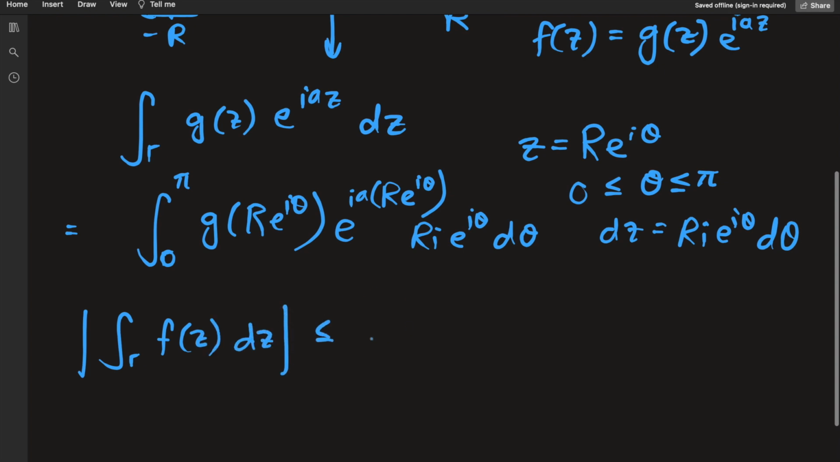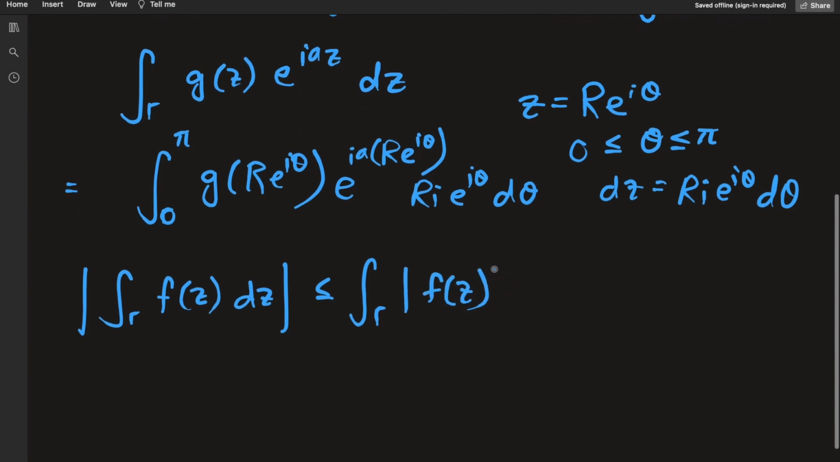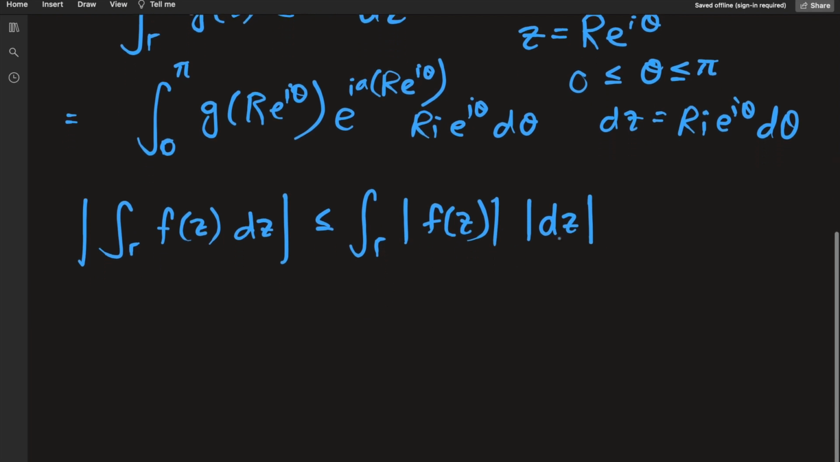And by inequalities, this is going to be less than the integral of the absolute value of f of z dz. Well, it was actually f of z dz and the entire thing under one absolute value, but I just use Cauchy-Schwarz. I just skip that Cauchy-Schwarz step and then split the product up.